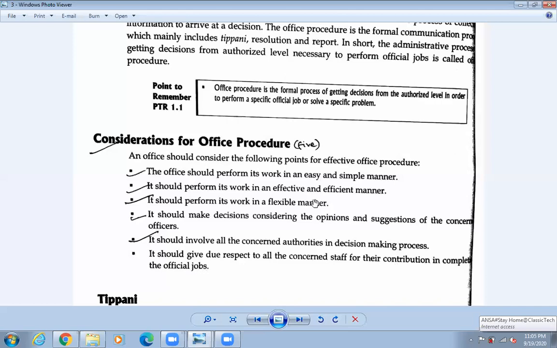Okay, so it should be written in a small, easy and simple manner. It should be effective. Okay, so it's an effective manner. So there should be a flexible manner. Next one is you should perform the. Okay, so these are all about the office procedure.